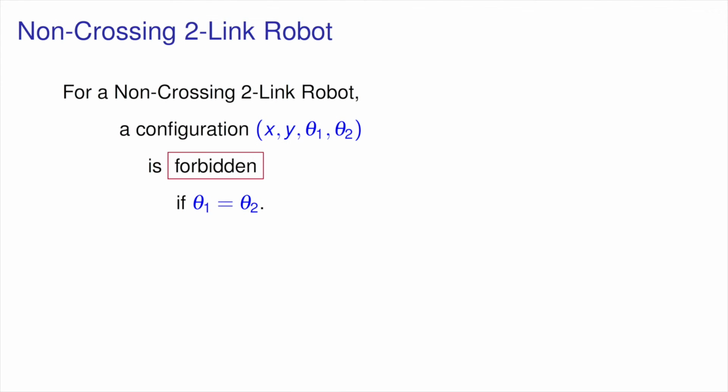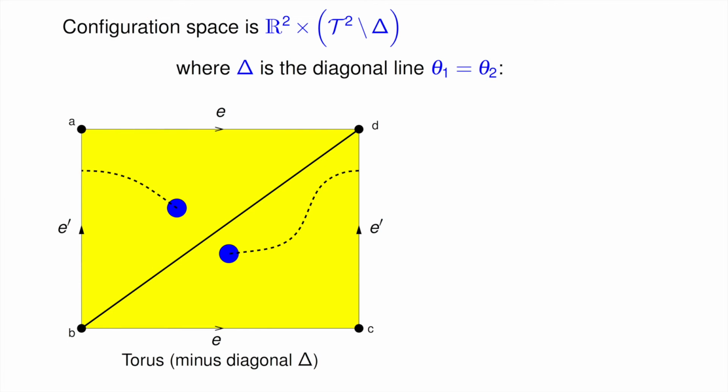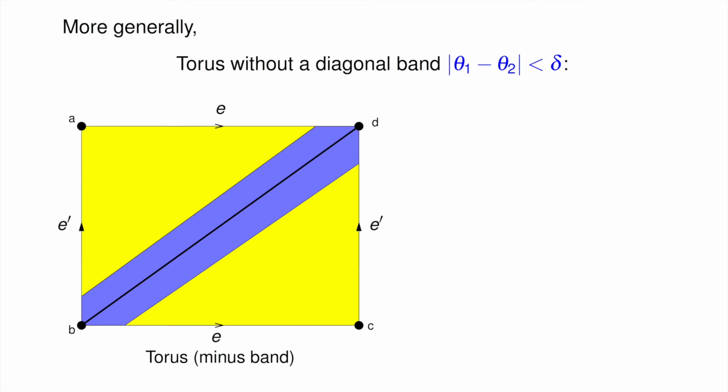We also implemented a version of the two-link robot where self-crossing of the two links is forbidden. Here, theta 1 may not equal theta 2. In the torus picture, the forbidden configuration corresponds to a diagonal line. Notice that the configuration space is still connected. We can generalize this forbidden diagonal to a forbidden band around the diagonal to forbid the links from coming within a certain angle of each other.